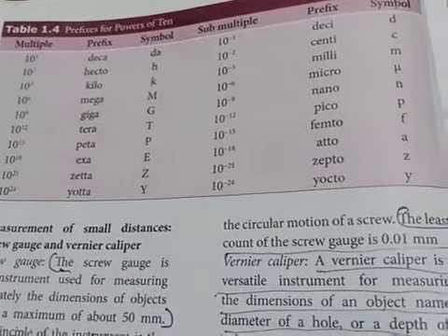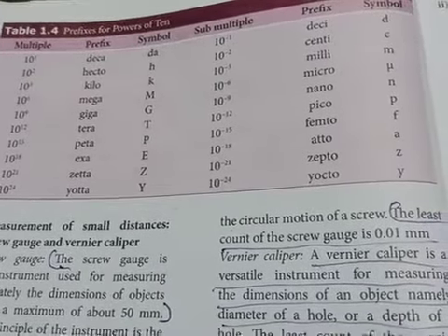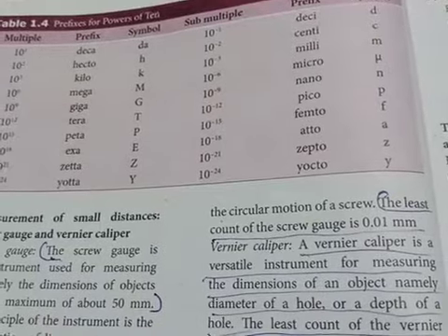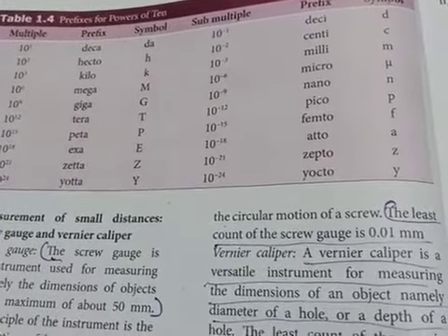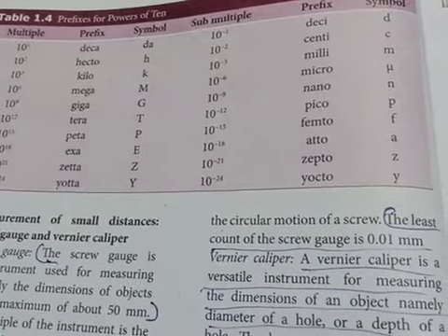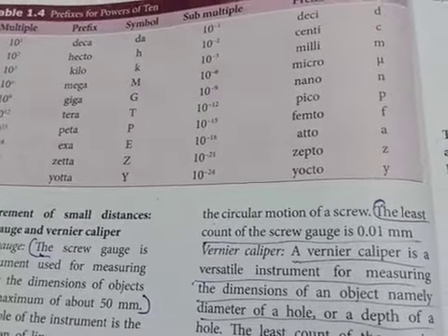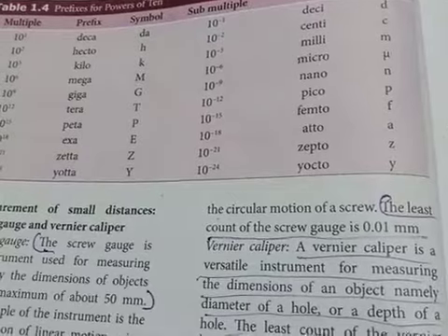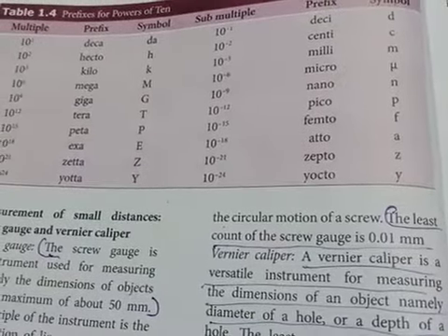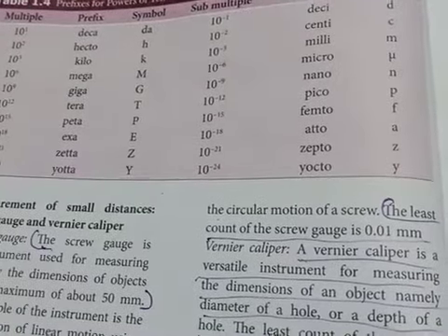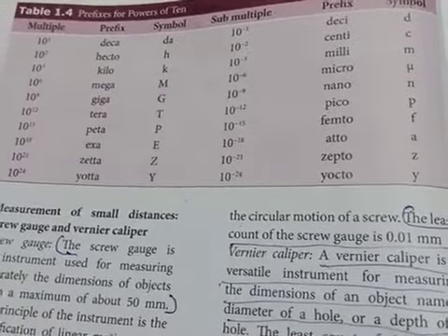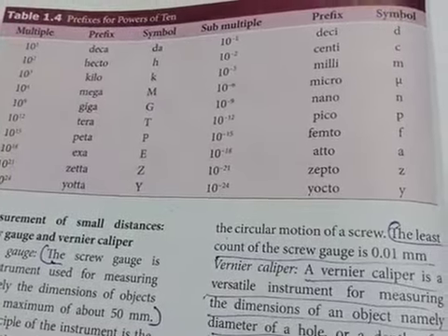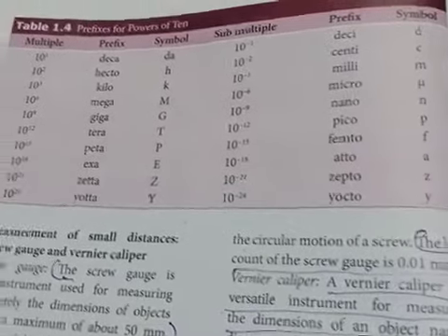Students, in the previous video session you went through table 1.3. There you learned all the derived quantities and their units, and today we are going to discuss how to measure length by using different instruments. Before going to that section, you can go through another table, table 1.4.